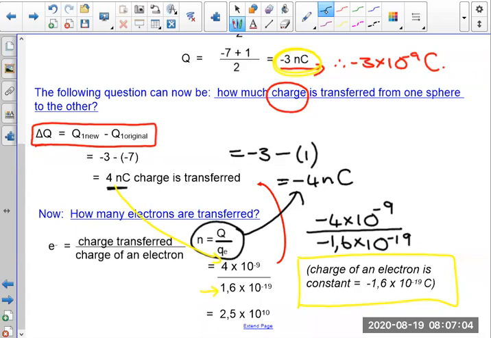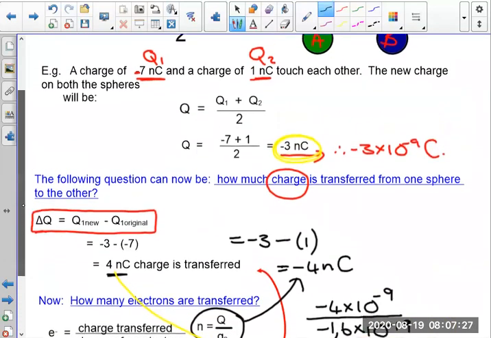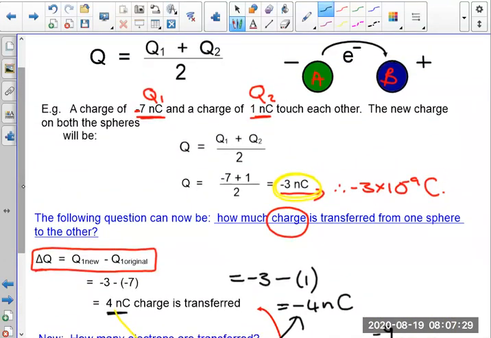Now, I did this for you in 3 steps. How they're going to ask it in the exam is they're going to say, this is the two spheres, they touch each other, and then they want you to determine the amount of electrons transferred. So you have to remember to do steps 1, 2, and 3 on your own. Step 1 is they touch, and then we divide by 2.